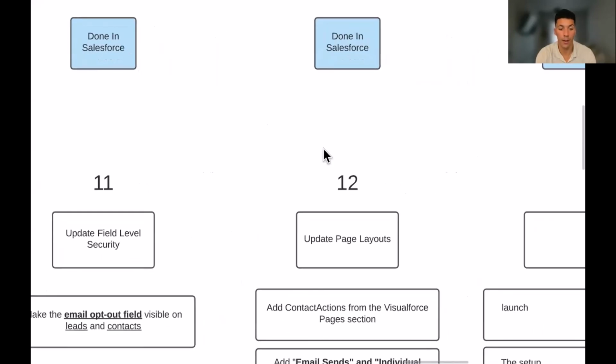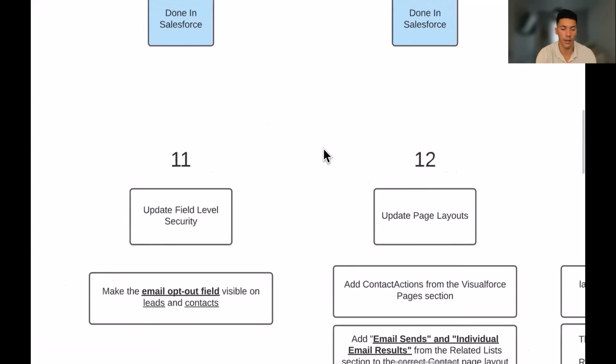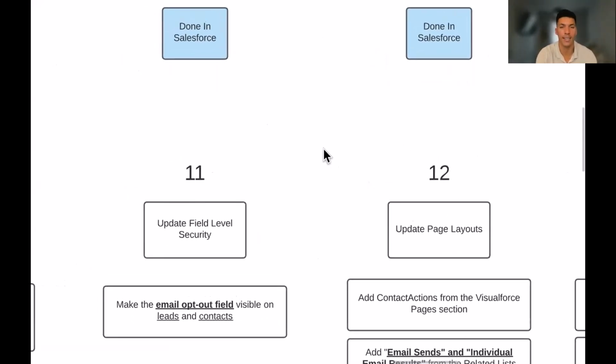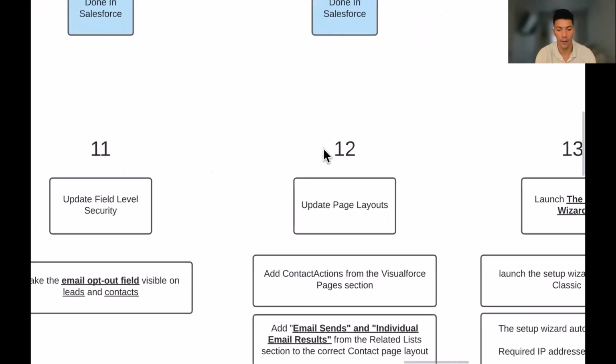On step 12, step 11 is setting field level security. So that's field level security, not necessarily putting that field onto a page layout. We set the field level security to give the correct profiles access to the email opt-out field. And then we actually update the page layout after that.